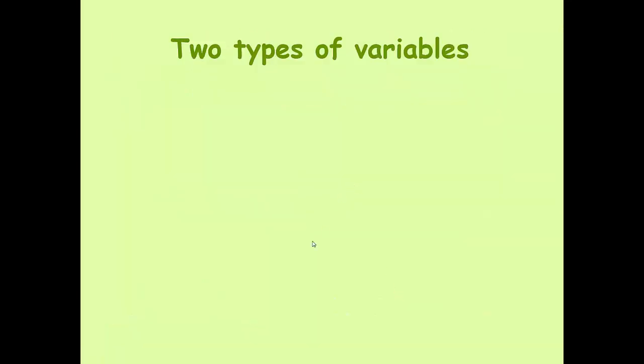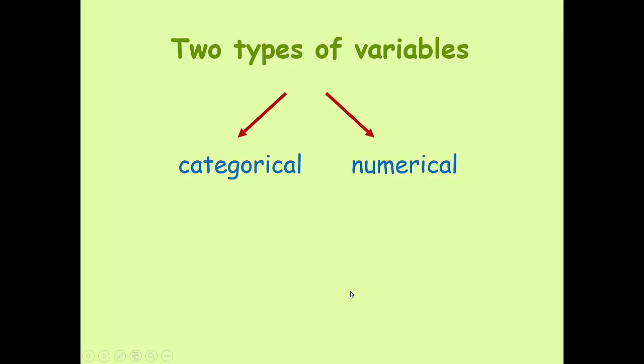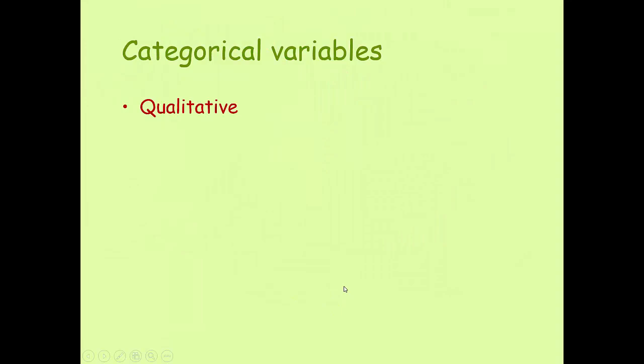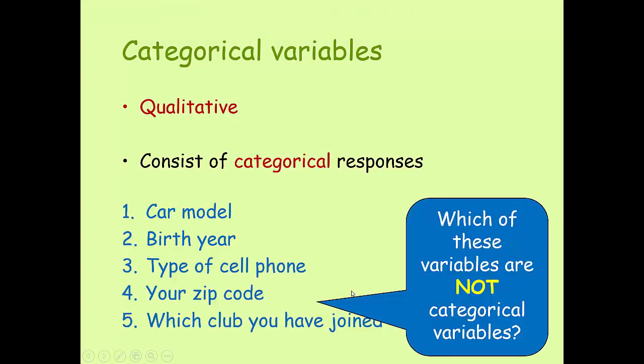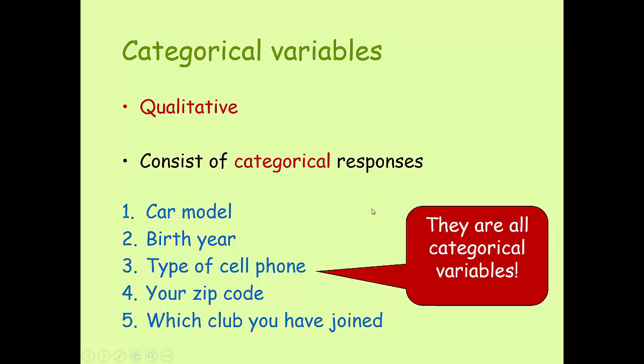Let's look at the two different types of variables. We have categorical and numerical, where a categorical variable is qualitative. It consists of only categorical responses. So which of these variables would not be a categorical variable? I have a car model, birth year, type of cell phone, your zip code, which club you have joined. They're actually all categorical variables.